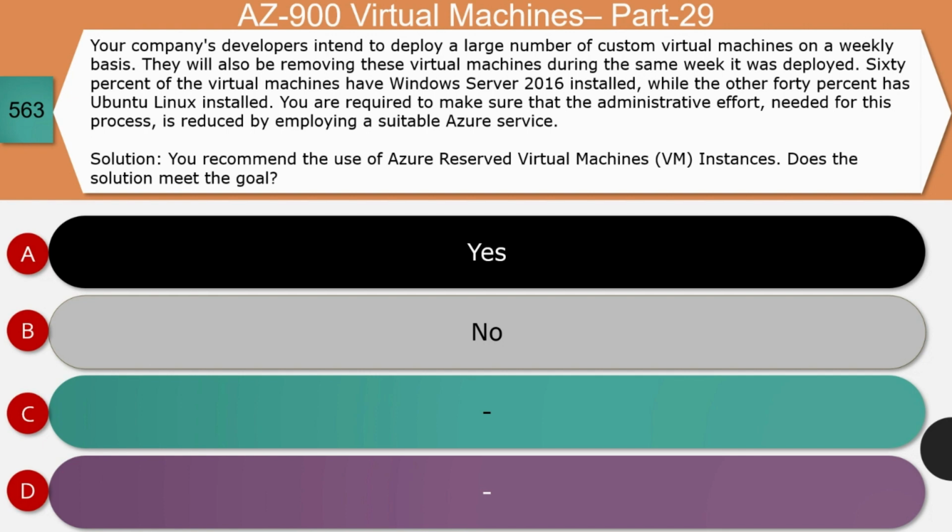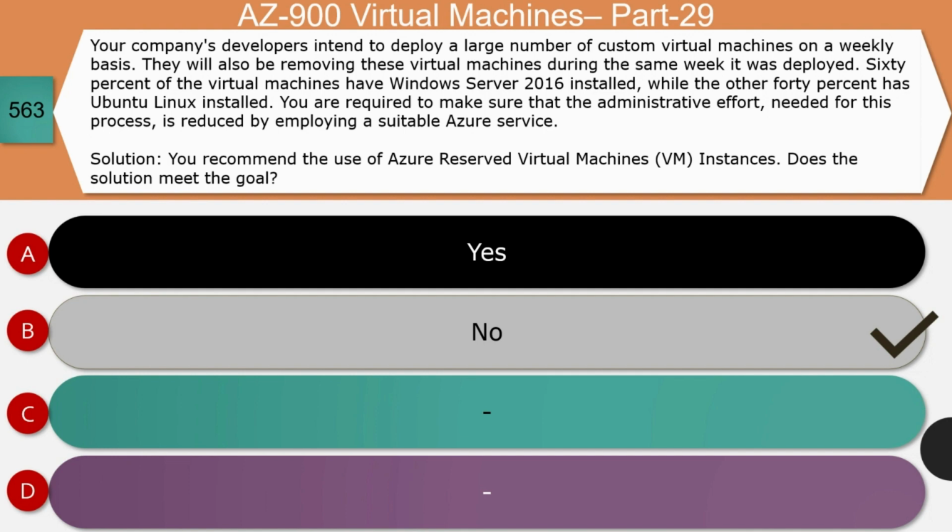Next question. Your company developers intend to develop large number of custom VMs on weekly basis. They also be removing virtual machines during the same week it was deployed. 60% of the VMs have Windows 2016 installed, while the other 40% has Ubuntu Linux installed. You are required to make sure that administrative effort needed for this process is reduced by employing suitable Azure service. The suggested solution was you recommend to use Azure reserved VM instances. Does that meet the goal? Is it yes or no? The right answer for this question is no.